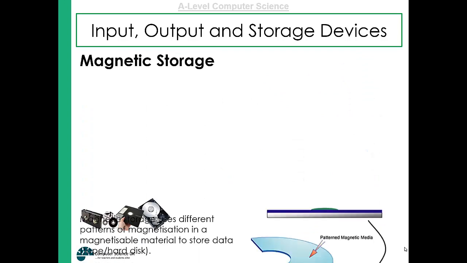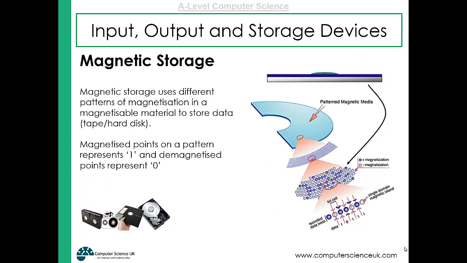Okay, so with magnetic storage, if you think about a hard drive, for example, it uses a magnetizable material, and it changes the polarity to north and south. In a hard drive, you've got a platter with tiny little points on this magnetizable material, and the hard drive reader will be able to read the polarities of these points.